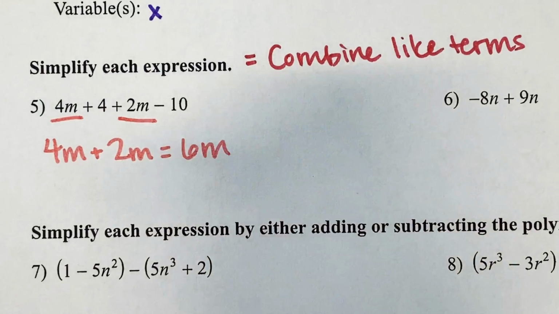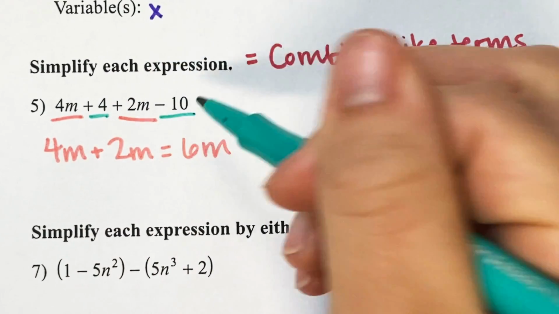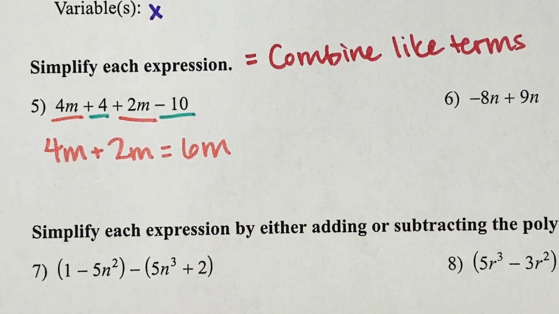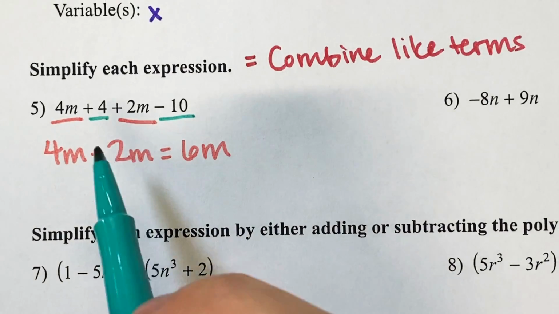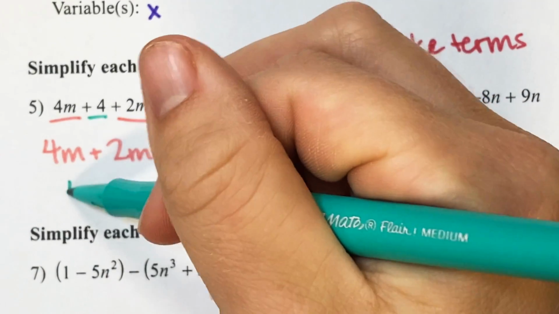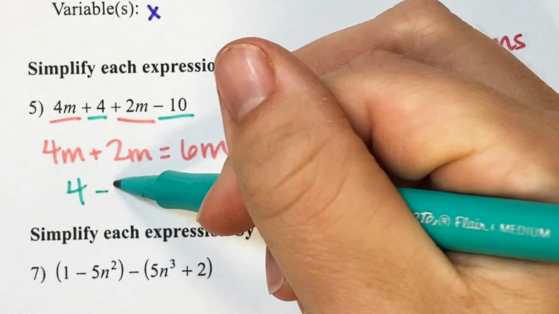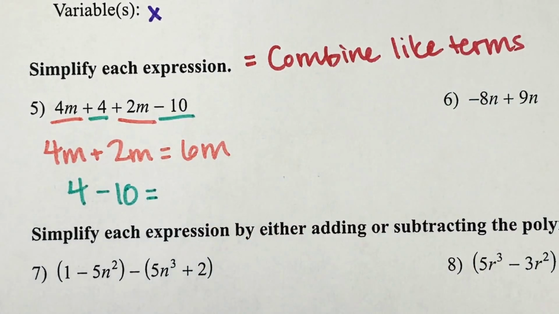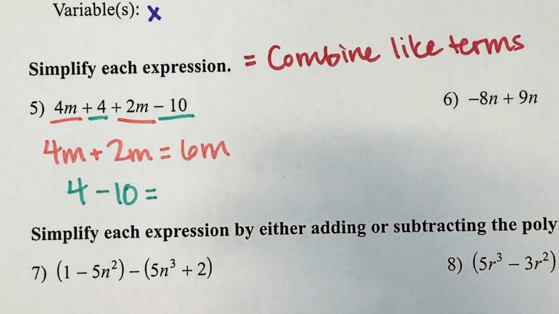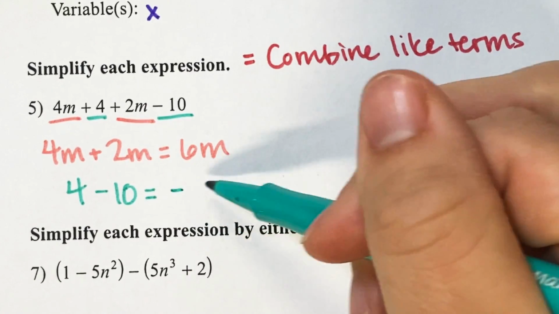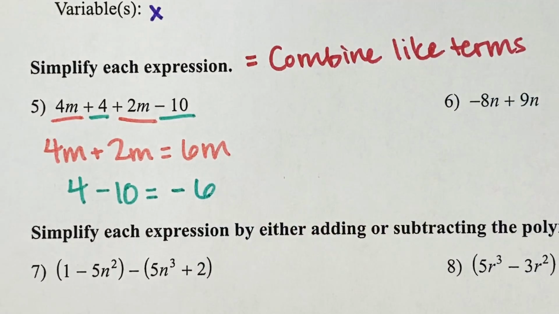Okay, the last 2 things are just constants. They are just numbers. You can always combine just numbers. So 4 and then minus 10, or negative 10. What is 4 take away 10? We're actually going into the negatives here, right? You're taking away more than you have. So 4 minus 10 is going to give me negative 6.